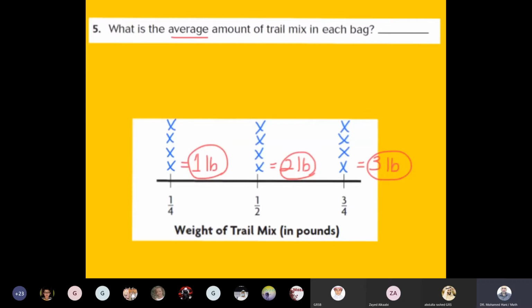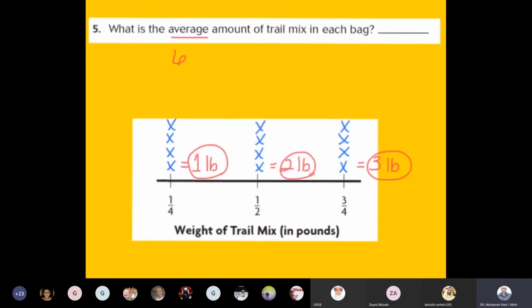That means we have to add the 1 plus the 2 plus the 3. And when I add the 1 pound plus the 2 pounds plus the 3 pounds, that gives me a total of 6 pounds. So we now have the weight of those pounds of trail mix. Now, step number 2 is this. We now have to divide. And we're going to divide the sum, which is 6, by the number of bags.